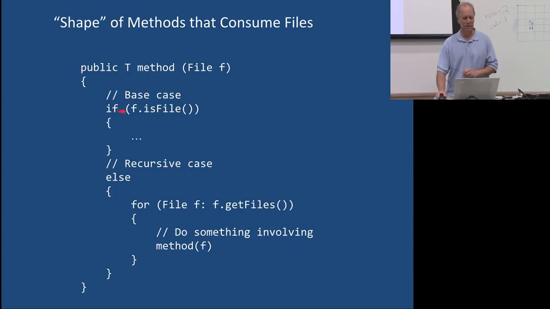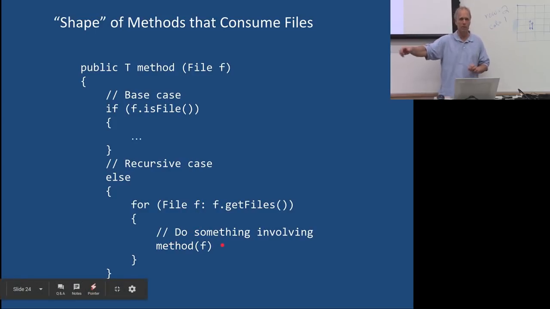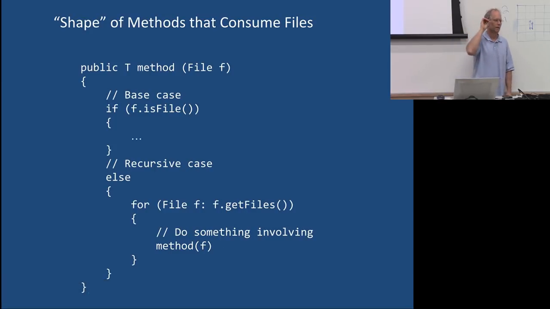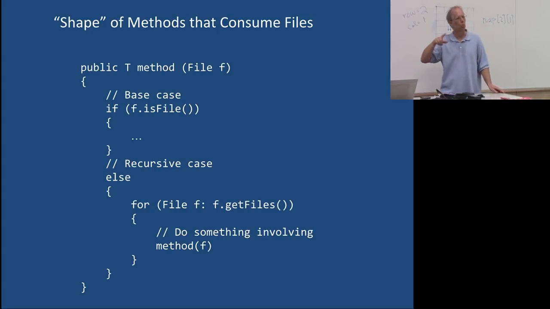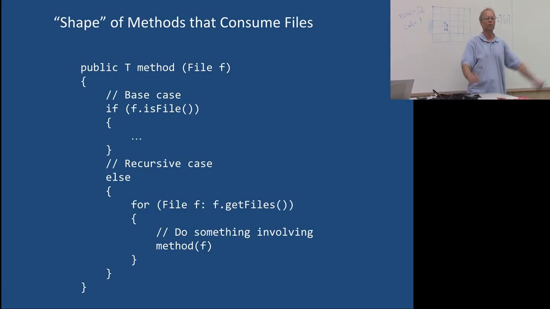But anyway, it says if F is a document, I'll read it that way, you do something without recursion. Otherwise, you have to iterate through all of the file systems that are contained by F and make a recursive call on each of them and then combine them somehow. So that's the recipe for a method that consumes a file system. Why does it involve a loop, whereas with the Pedigree Tree there was no loop?